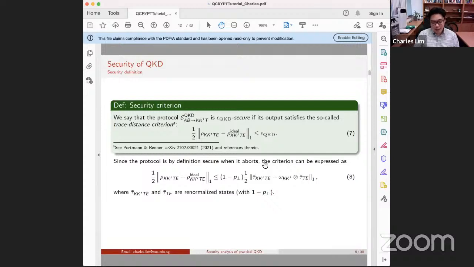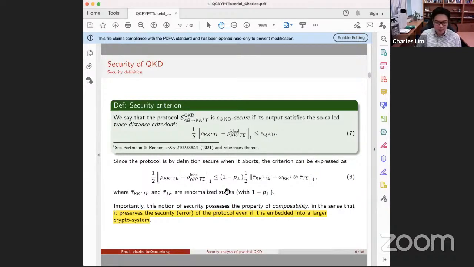And since by definition, when it aborts, it actually produces a secure key, you can simplify the criterion above in equation 7 by equation 8, right? And as you can see, now if we normalize the non-trivial output states, then you get a prefactor which corresponds to the robustness probability. All right. And what is so nice about this criterion is that it allows you to take the QKD keys and its security guarantee, and consider it within a bigger cryptographic application. Even if you do that, the error doesn't increase. It is basically preserved in this framework, and you can compose it with other components within this larger cryptographic application.